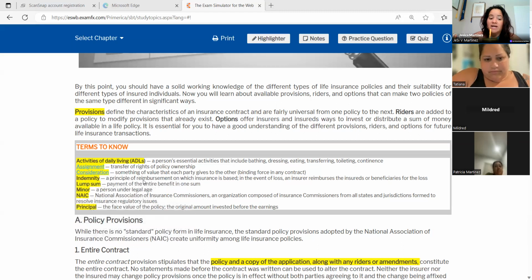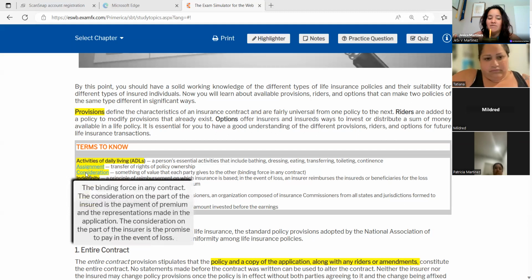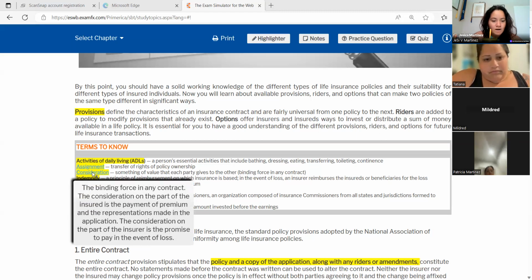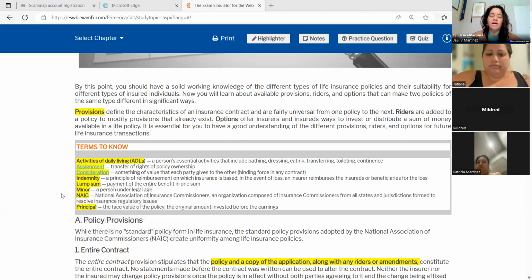Consideration, something of value that each party gives to the other. So it's the binding force. That's something of value I give you. Let's see what else it says in here. Yeah, so the consideration on the part of the insured is a payment of premium and the representations made in the application. The consideration on the part of the insurer is a promise to pay in the event of a loss. So like I was going to say, I give you payments per month, you give me a death benefit. Those are the considerations on a life insurance contract.